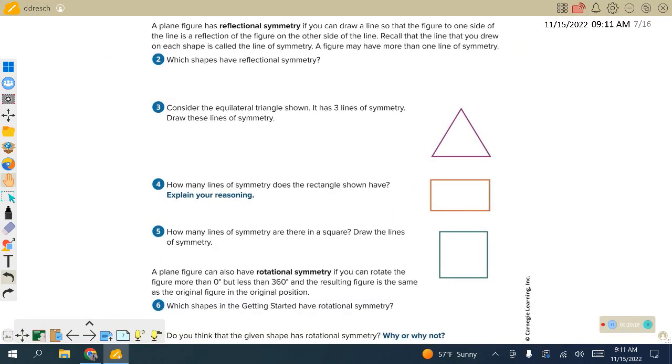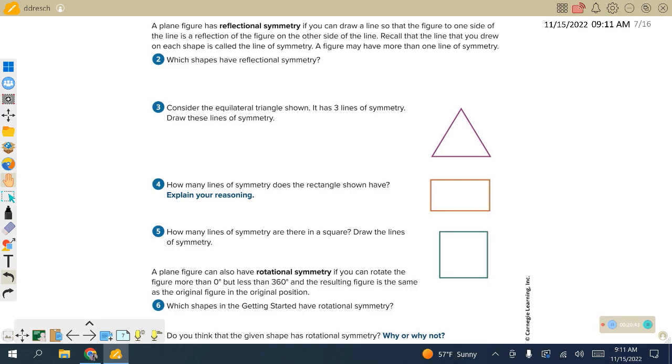But as we talked about reflectional symmetry, if you can draw a line so that the figure to one side of that line is a reflection of the other, we have reflectional symmetry. Draw me in for number three there. Draw me in the three lines of symmetry for that triangle. It's an equilateral triangle. Draw me in those three lines of reflectional symmetry.